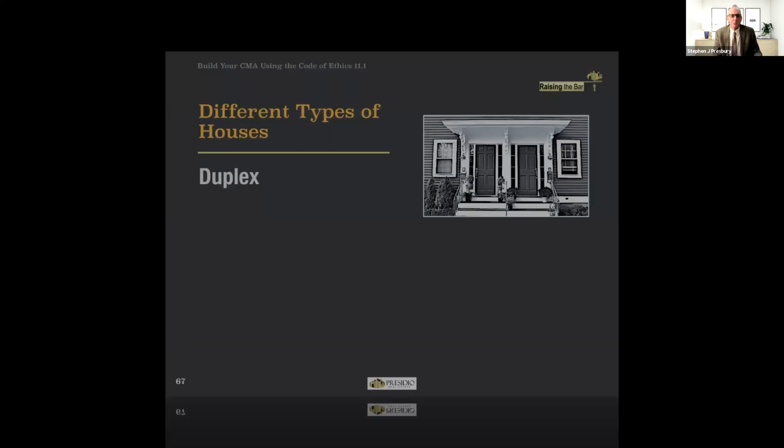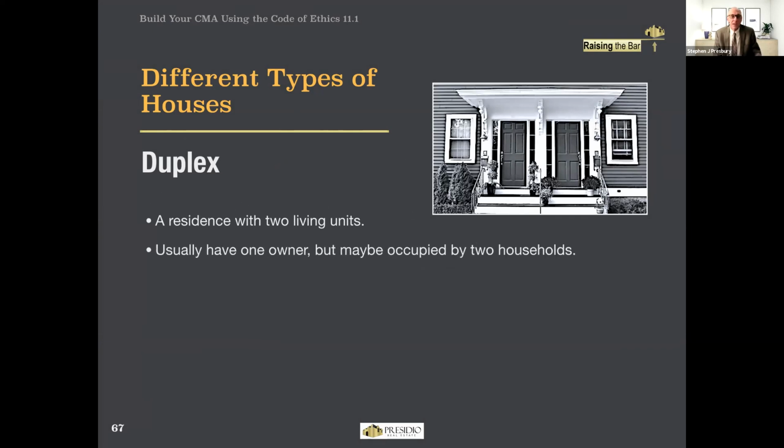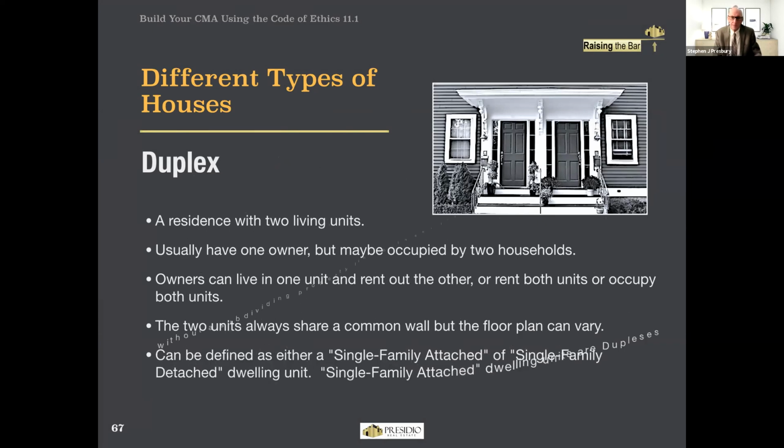Let's go on to the next one, duplex. I found this one hard to understand, so let's go through that. Duplex is a residence with 2 living units, okay? So that's interesting. Usually have one owner, but may be occupied by 2 households. Owners can live in one unit and rent out the other, or rent both units or occupy both units. Sometimes owners will, you know, have another member of the family in one of the other units. The 2 units always share a common wall, but the floor plan can vary.